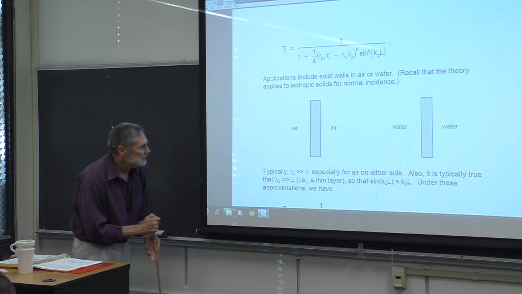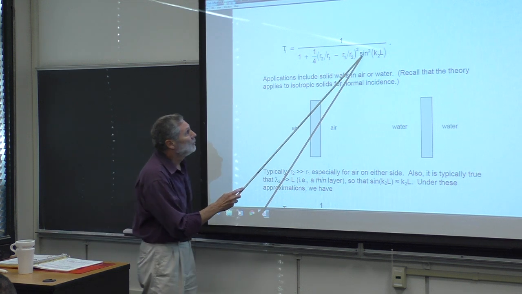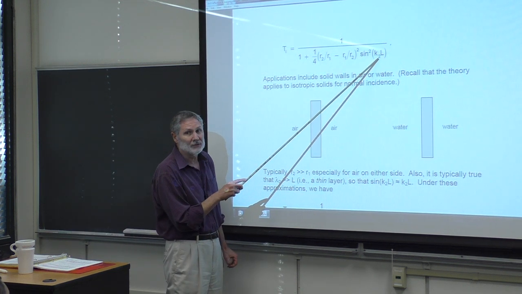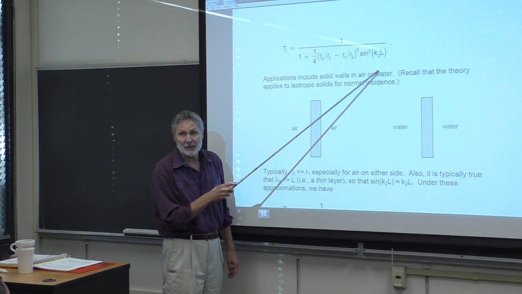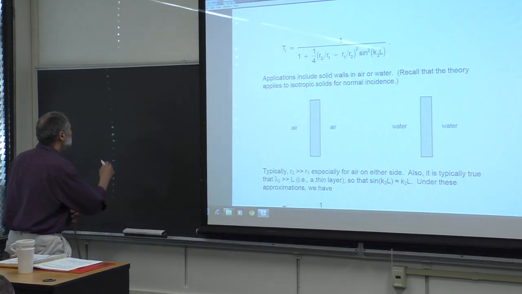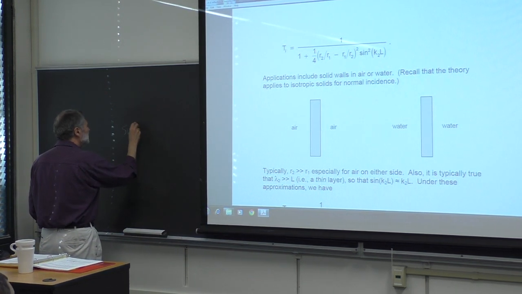So that's a good approximation we can make here. What's the sine of a small quantity in radians? It's equal to that quantity, right? So have we seen this before?